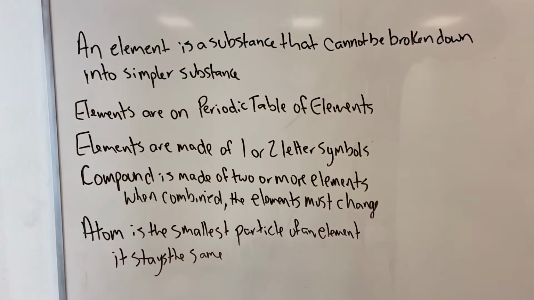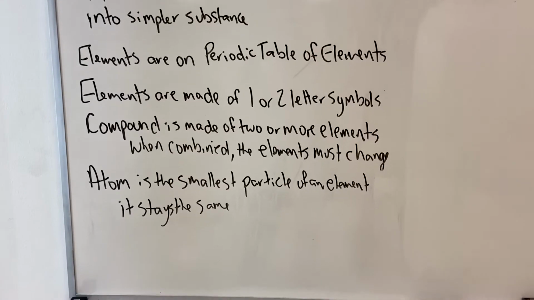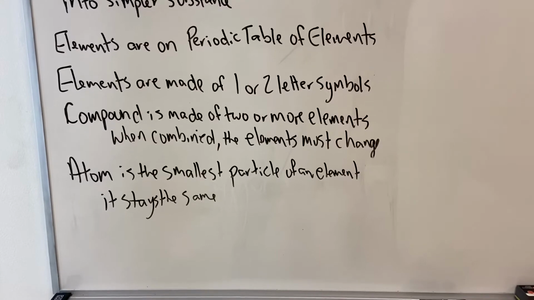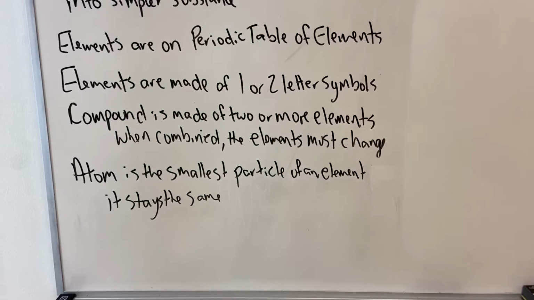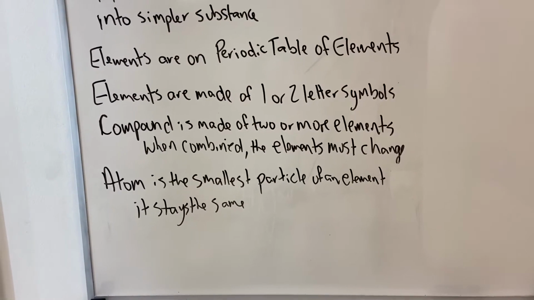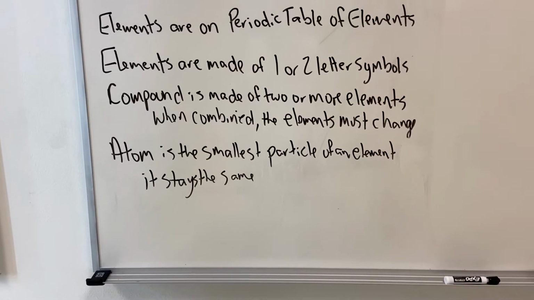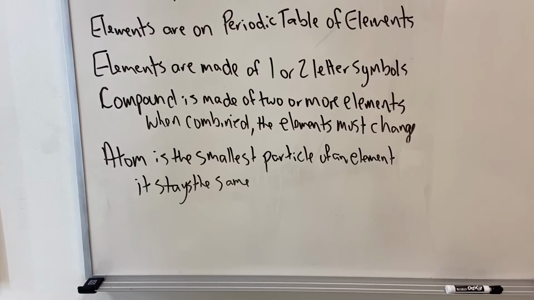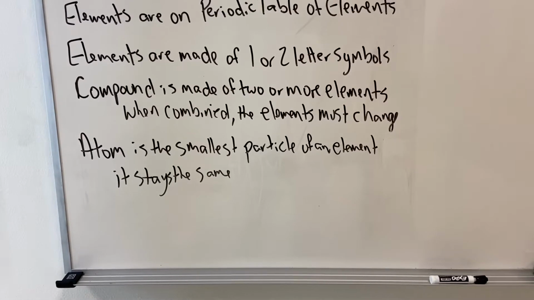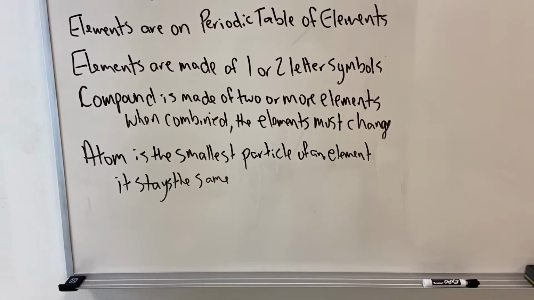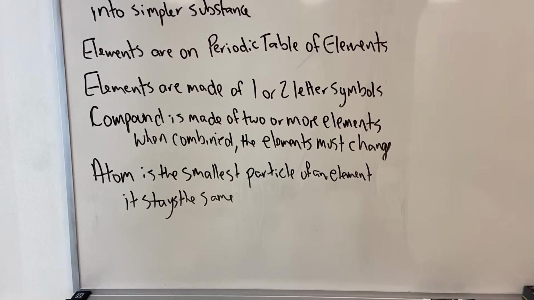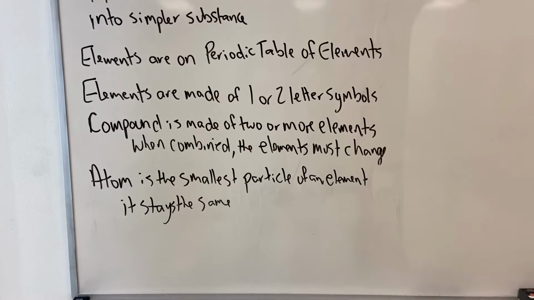Okay, now we're back at the board. So now we're looking at the next one. A compound is when two or more elements are combined, and when they do combine, they must change. And I'll explain that in a little bit more detail later. Okay, when you have a single item of an element, it is called an atom. An atom is the smallest particle of an element while it stays the same. You can learn about the different parts of an atom later, but just know that a single piece of gold, the smallest piece of gold you can get, is called an atom.